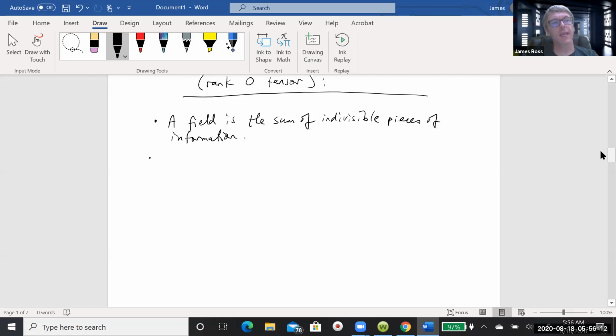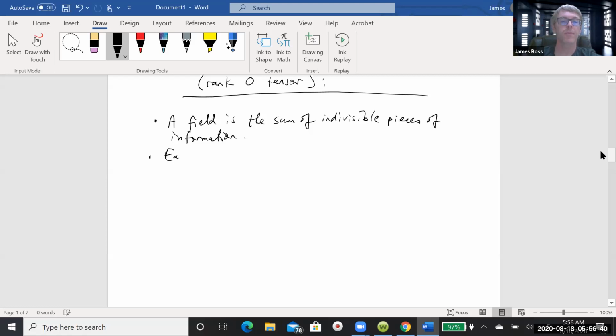and each indivisible piece contains one piece of information, the magnitude in some units at that place. So that's a scalar field. So field in general, sum of information, sum of bits. If it's a scalar field or rank 0 tensor field, each bit has one piece of information, in this case the magnitude.